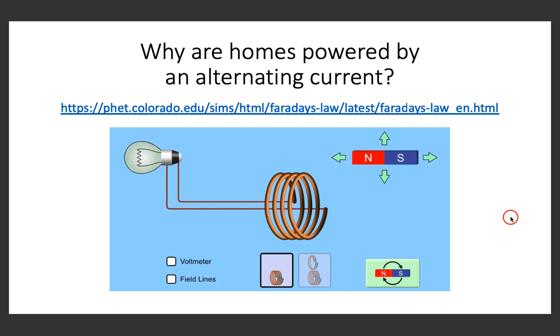Now, this slide asks, why are homes powered by an alternating current? So I just mentioned an alternating current is a current that's switching directions back and forth and back and forth. That might seem kind of strange. Why is the current that is powering our homes an alternating current? And to answer that question, I'm just going to pull up the PhET simulation that we saw yesterday on electromagnetic induction. And this might provide some motivation for why we have alternating current in our homes.